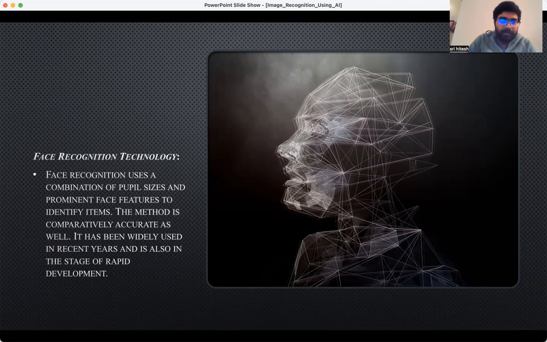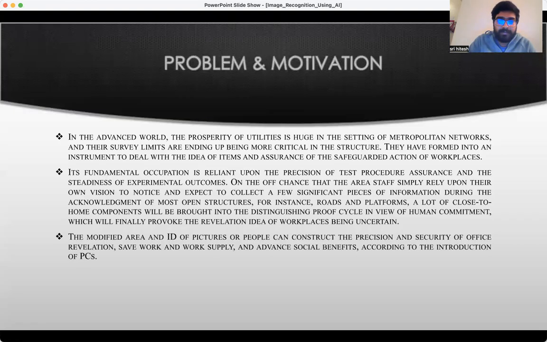Face recognition technology. This technology uses a combination of pupil size and prominent face features to identify items. The method is comparatively accurate as well. It has been widely used in recent years and is also in a stage of rapid development in the coming years. My friend Ashish will continue with the next slide.